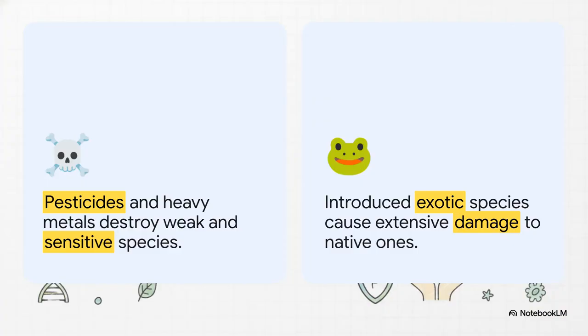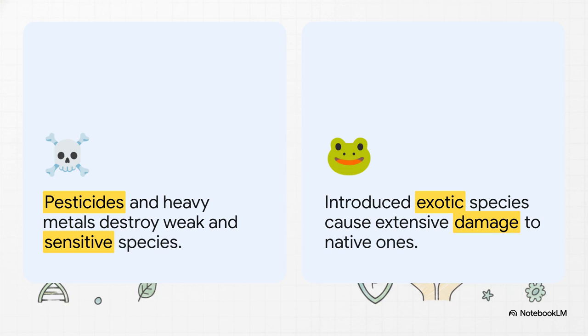Right now, there are two massive, human-driven forces causing a scary deficit in biodiversity. First up, pollutants. We're talking specifically about pesticides and industrial pollutants like hydrocarbons and toxic heavy metals. These toxic substances act like a poison in the bank, ruthlessly destroying weak and environmentally sensitive species.